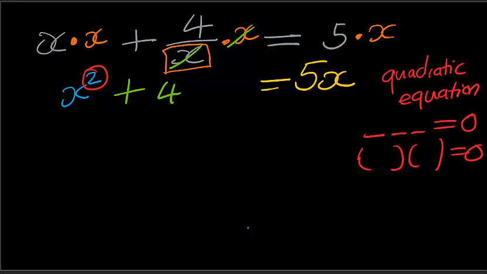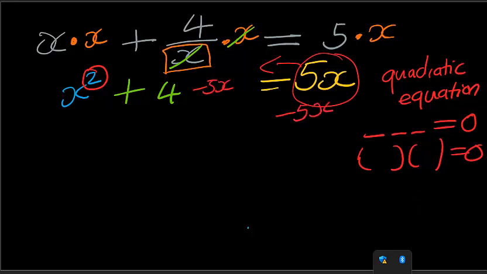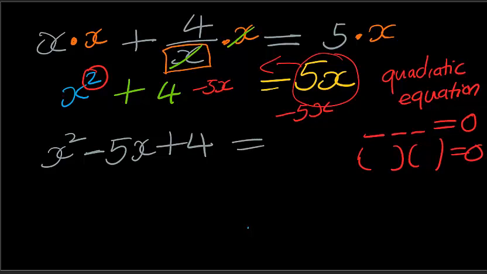I want to take this one over to the other side. In order to do that, I'm going to say minus 5x on both sides. So now I have x squared minus 5x. I'm going to write it in the right format, so minus 5x plus 4 is equal to 0. My next step is to factorize. So I'm going to have two brackets and they are equal to 0.